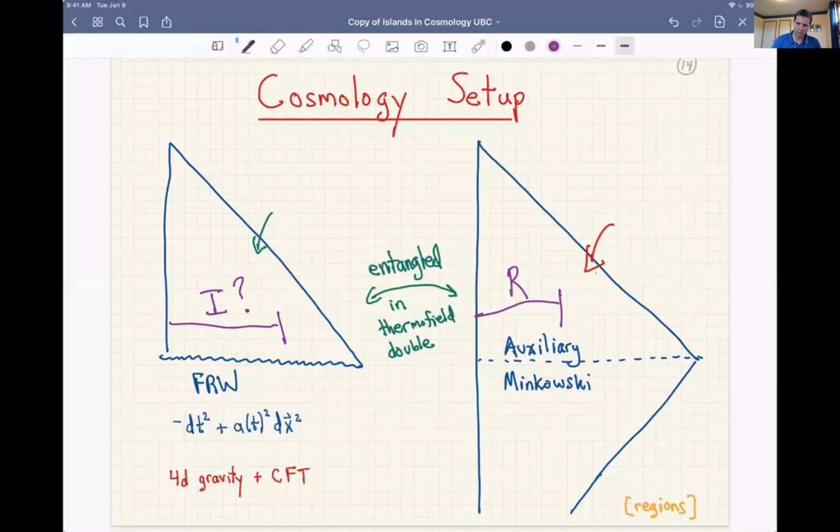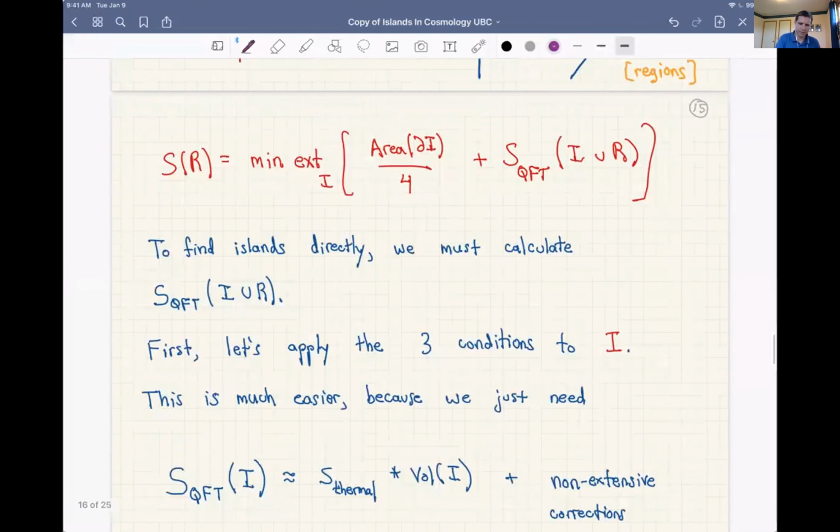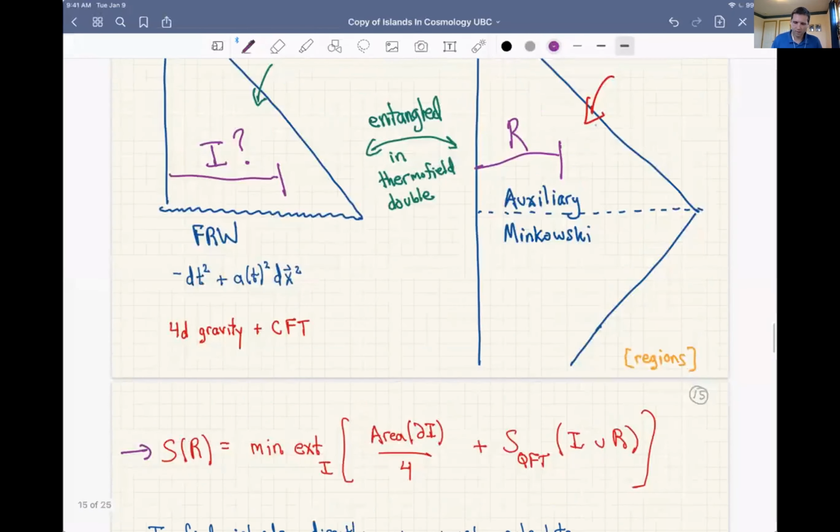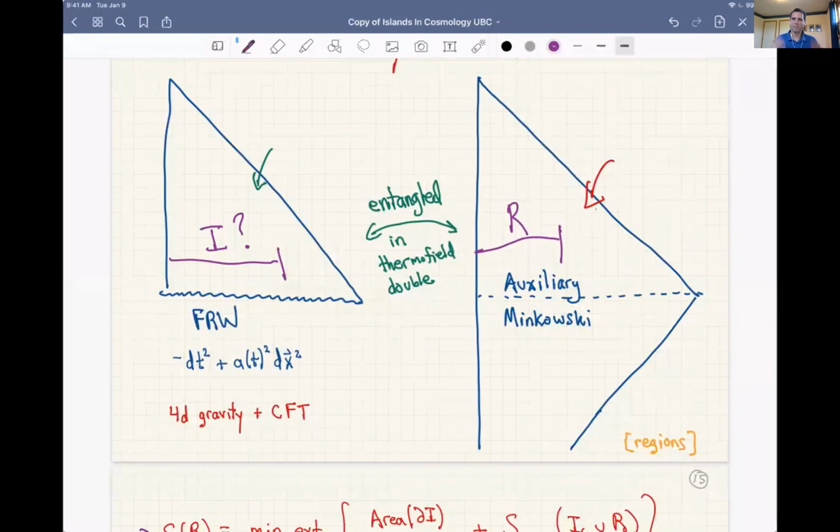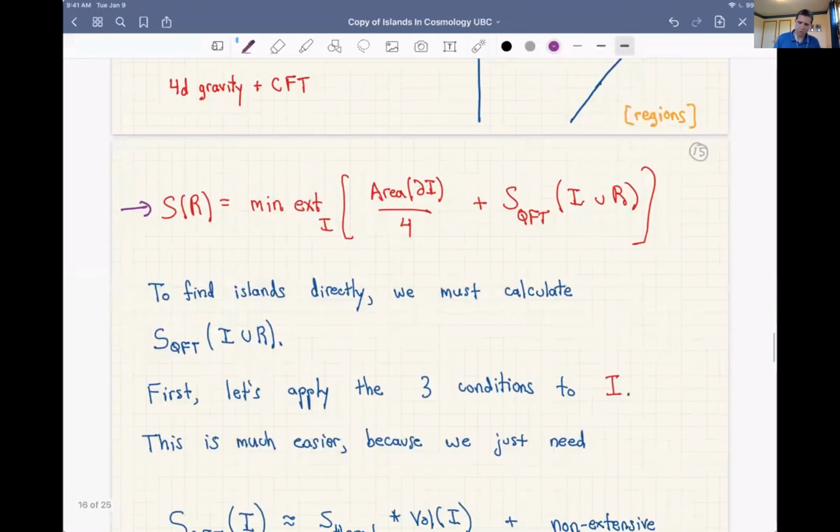Okay. So now we want to apply the island rule. Here it is. To apply this rule directly, which we can do, and I'll come back to this, it's sort of hard. The reason it's hard is that to find islands directly, we have to calculate the entanglement entropy of I union R. So let me go back up again. We'd have to calculate the entanglement entropy of this setup where we have the thermal field double of Minkowski with FRW, and then there are matter fields. So you have to calculate the entanglement of disjoint regions in this double spacetime. That's actually doable for the terms that we need, but I don't want to do that yet because we don't have to. So first, let's apply the three conditions to our putative island I.